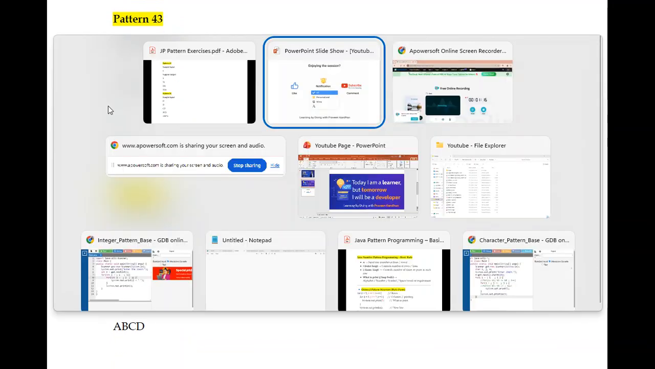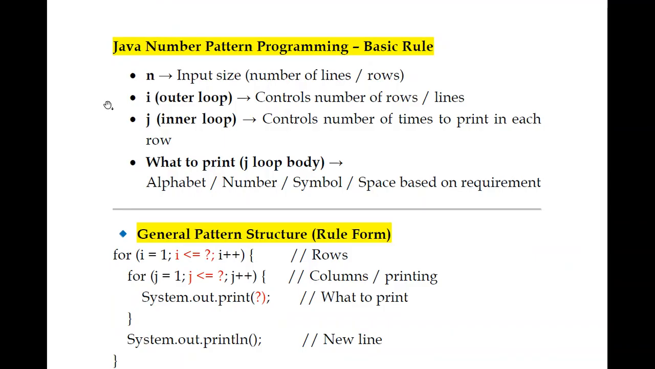As usual, you should be clear with the fundamentals to solve pattern programs. The N variable represents the input size, the number of lines or rows you are deciding. I is the outer for loop, which controls the number of rows. J represents the inner for loop, which controls the number of times to print in each and every row. Each time it starts from the beginning in each row.